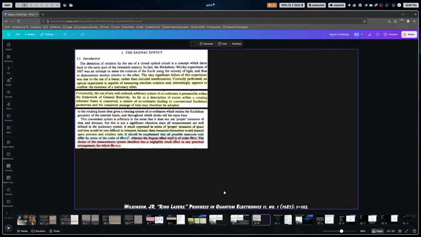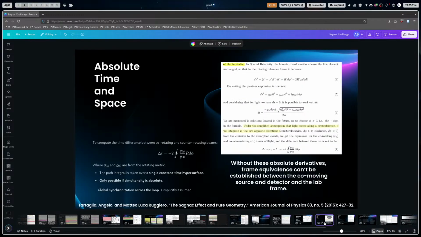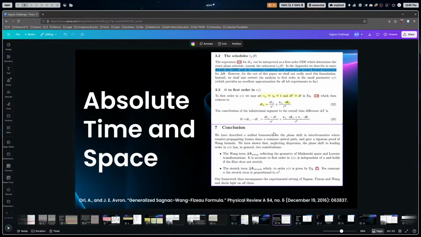But yet both of them comport, and that's why everyone does a little tricky trick where they borrow absolute time and space from the lab via transformation, and then they drop the relativistic terms.